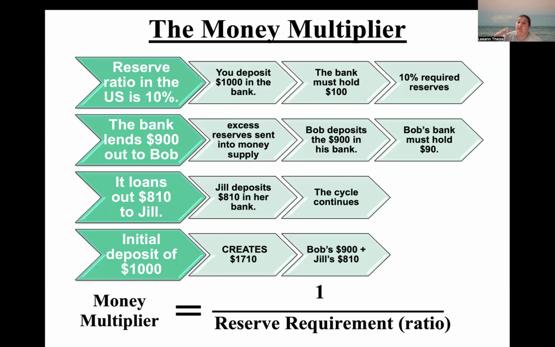And so when we loan out and loan out, and then that money gets deposited, and then we loan it out again, and then that money gets deposited, and then we loan it out again, that is how we create money. And so we have to use something called the money multiplier to do that.